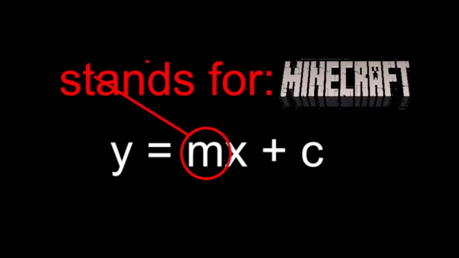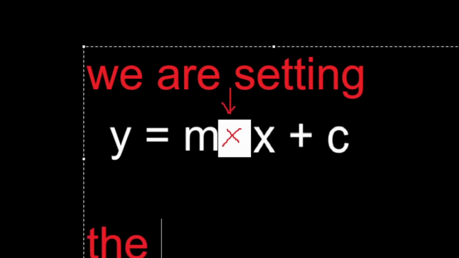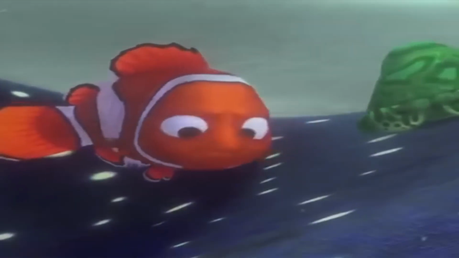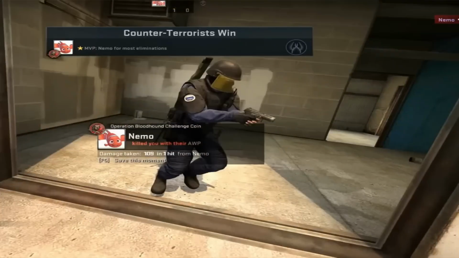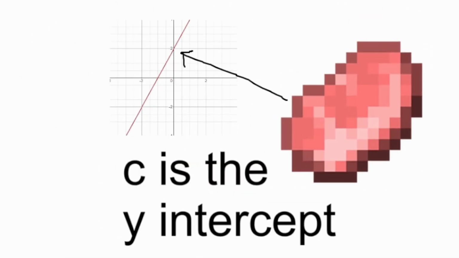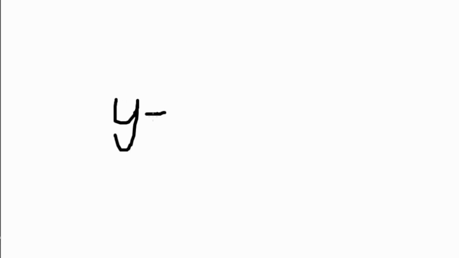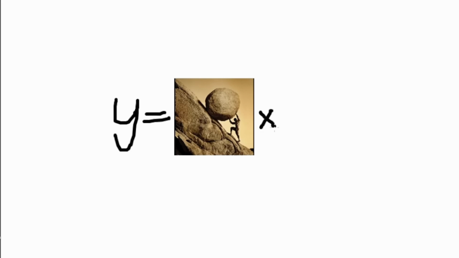M stands for Minecraft. Depends on the whoa, hey. No, it doesn't. M stands for the slope, the steepness of the graph. So when we are multiplying x by m, it is setting the steepness of the graph. And finally, for the B, C anemone. C is the y-intercept, the y-coordinate where the y-axis and the line meet. So, to quickly recap, for each possible x-coordinate, the respective y-coordinate is equal to the steepness multiplied by said x, then shifted up or down by the y-intercept.